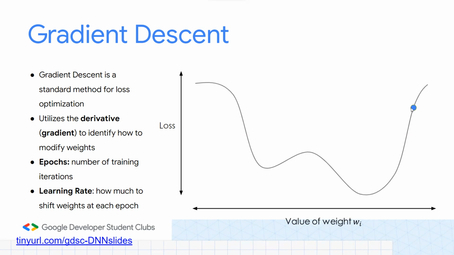Can anyone here tell me how we'd want to change weight to minimize loss based on this graph? Don't forget, we're looking at the slope here. So how would we want to move the weight here to make it so that we have a lower loss?